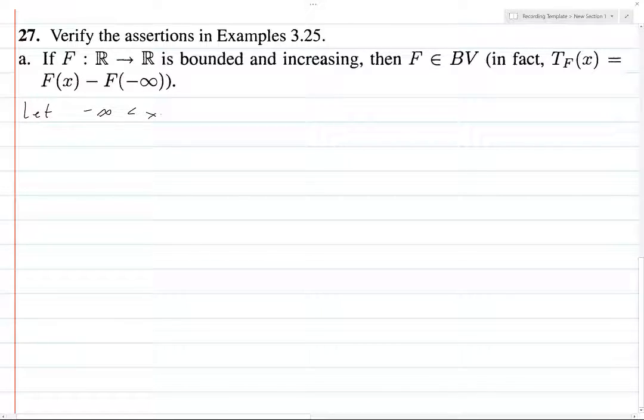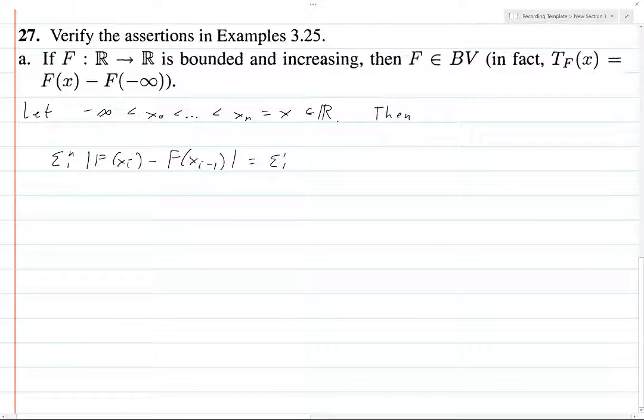Negative infinity less than x1 less than xn equals x, where x is just some real number. Then, so here I've got some more space, so let's write this out. Sum from 1 to n of f(xi) minus f(xi minus 1). We'll stick with i. What is this equal to?